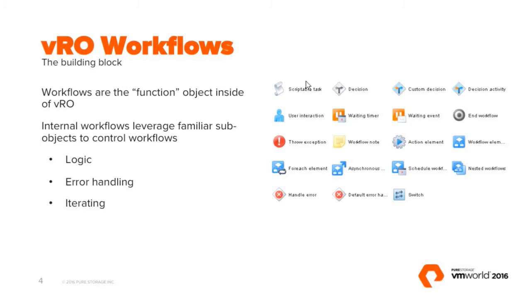Inside of vRealize Orchestrator, you create what they call a workflow. The workflow is the basic building block inside of vRealize Orchestrator for creating storage, for creating VMs, for changing your infrastructure as well. Inside of these workflows, you can have custom objects, whether it be scripted objects or basic error handling, logic, and iterating type objects. Very similar functions that you're used to in any scripting language, PowerShell and so forth.